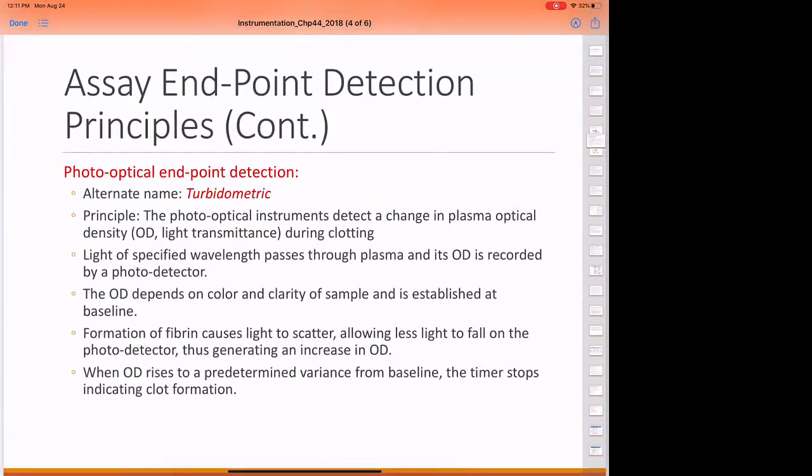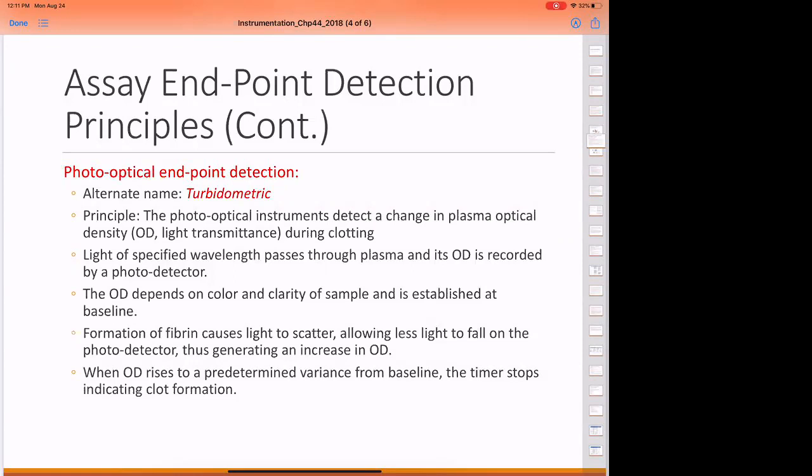Continuing with the endpoint detection principles, we're now going to talk about the photo-optical endpoint detection methodology. An alternate name for this is turbidometric methodology. The photo-optical instruments detect a change in plasma optical density, OD, or light transmittance during clotting. Light of specified wavelengths passes through plasma, and its optical density is recorded by a photodetector. The optical density depends on the color and clarity of the sample, and it is established at a baseline.